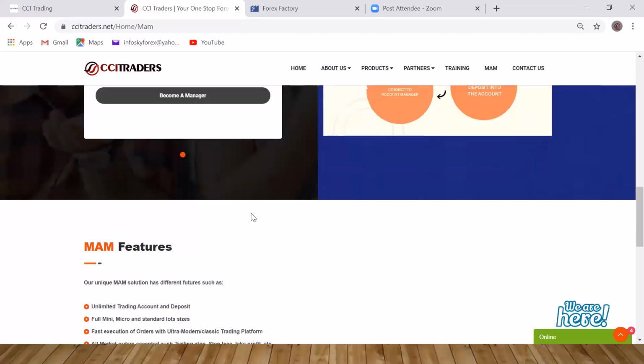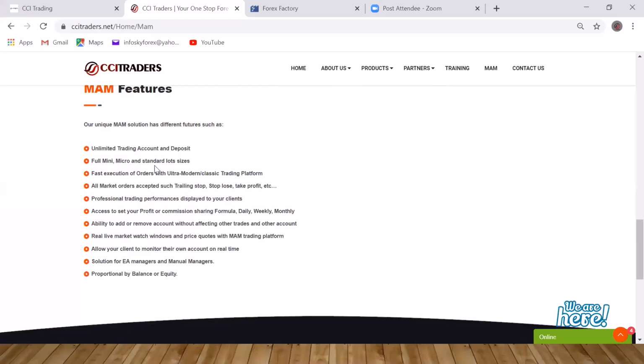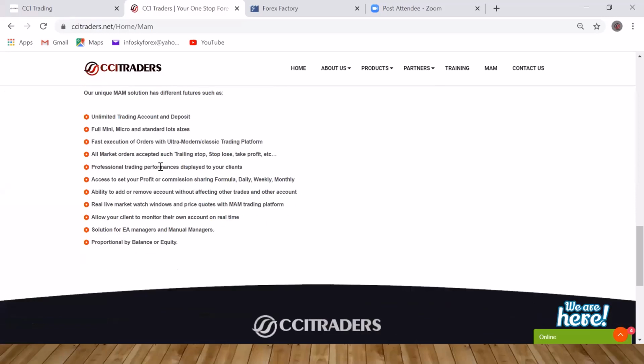These are the features of a MAM platform that is good for traders and clients. You have unlimited accounts and deposits. You have micro and standard lot sizes. It has fast execution of orders and an ultra-modern classic trading platform. All market orders are accepted, such as stop loss, take profit, and others. There is a professional trading platform display for your client, and access to set your profit or commission sharing formula daily, weekly, or monthly. You can add or remove accounts without affecting other trades and accounts.